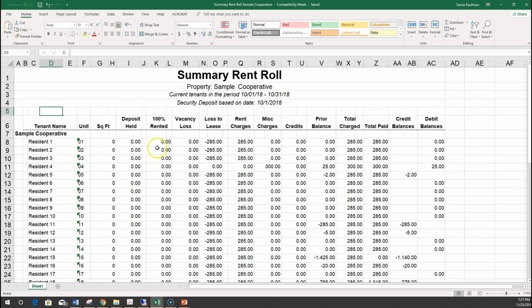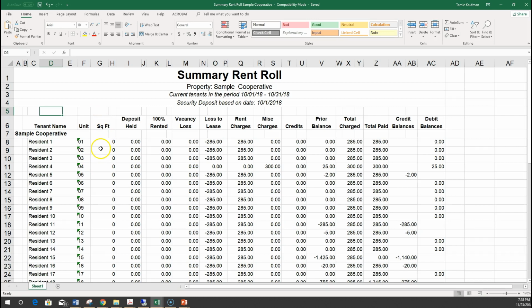So this is called a summary rent roll, and it goes from a current period. This particular one is October 1 till October 31st of 2018. And the first thing you'll see is your tenant names, and I have them all listed by resident number. And then the second column is your units. So in this case, it would be space 1, space 2, space 3.